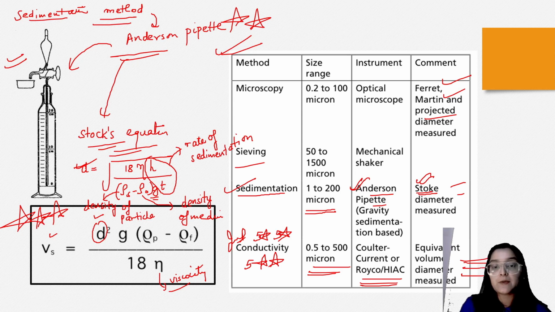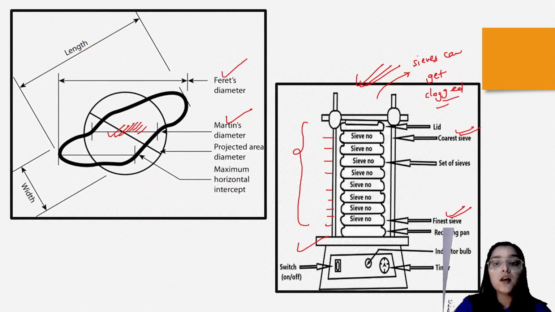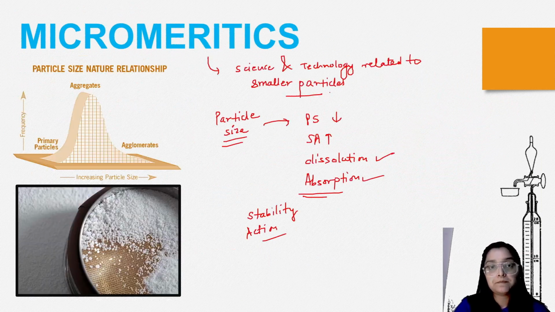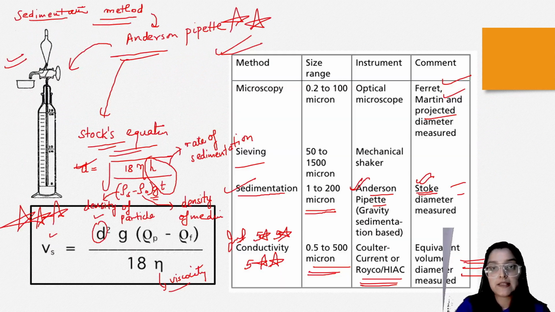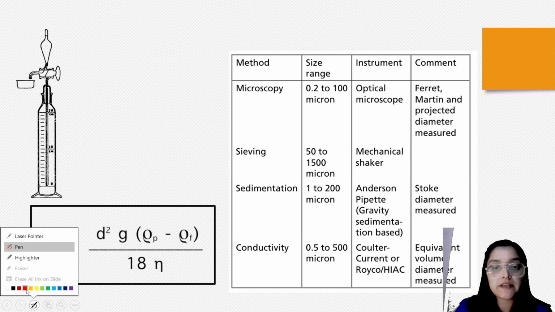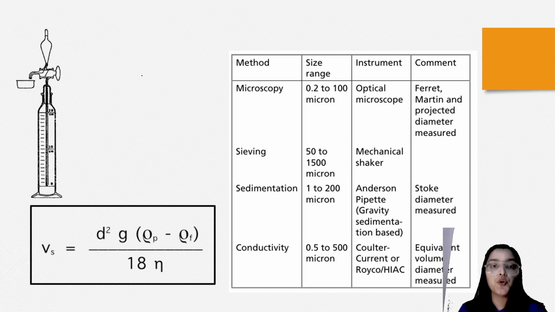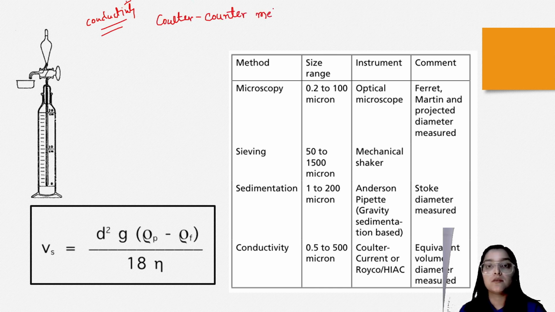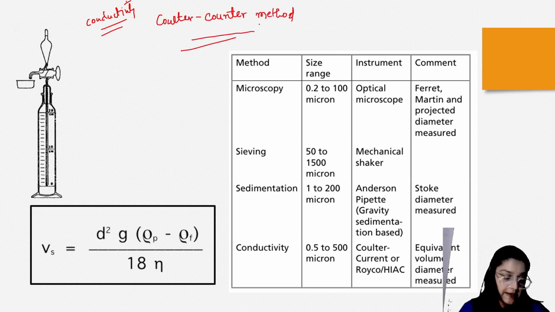Okay, so I'll be explaining a little about the conductivity. Just wait for a second. From the conductivity point of view, you should know there is an instrument known as the Coulter Counter. This method is also known as the Coulter Counter method. Very important, kindly mark it. It is a very important method, the Coulter Counter method.